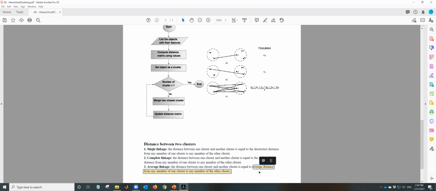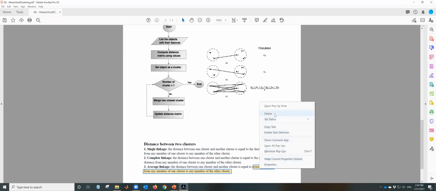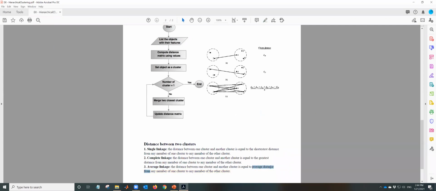If we want to highlight, let me delete this part. This is the average distance among two clusters. This is the greatest distance, okay? And this is the shortest distance. So single linkage is the shortest one.